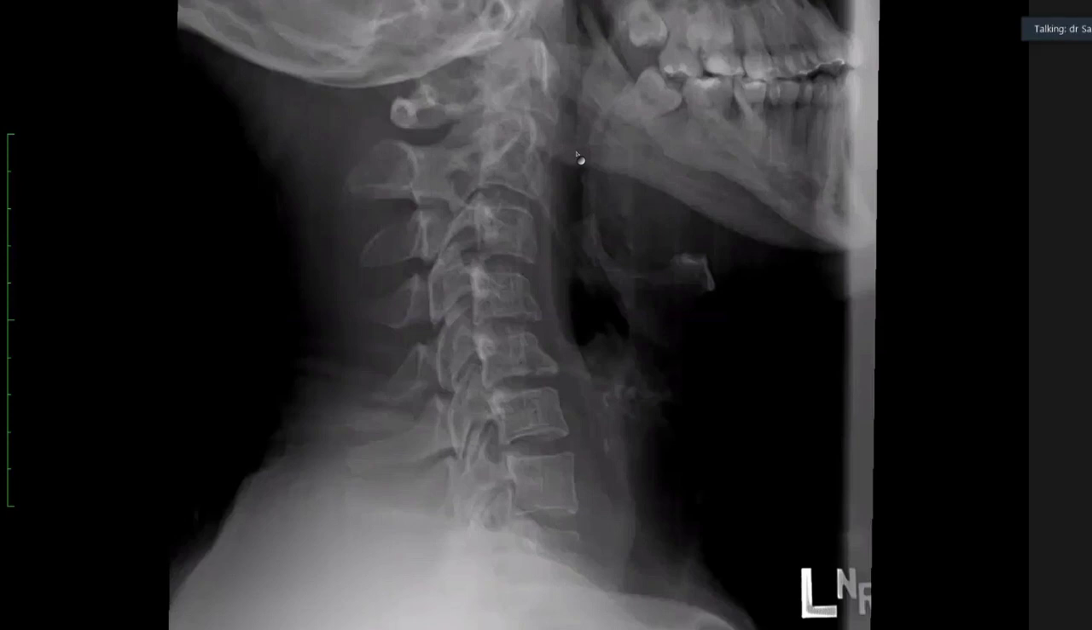So you think the alignment is normal, or there is something which is not right here? Does it look like a normal lateral cervical spine X-ray to you? So there is a straightening of the cervical spine. Excellent. That's the first thing we report, isn't it? There is straightening. There's loss of normal cervical lordosis.